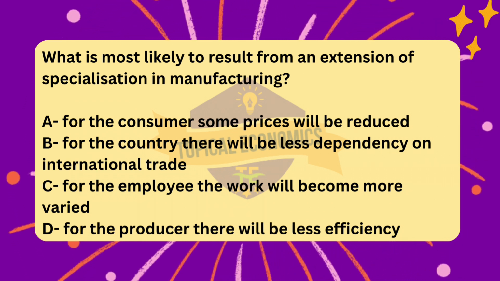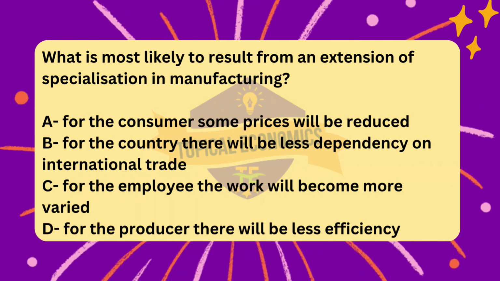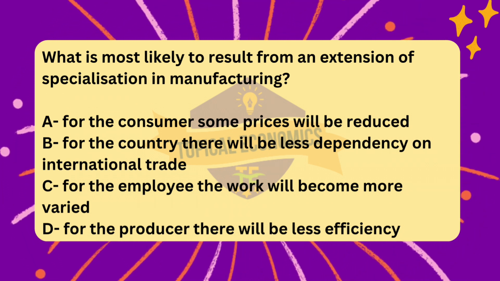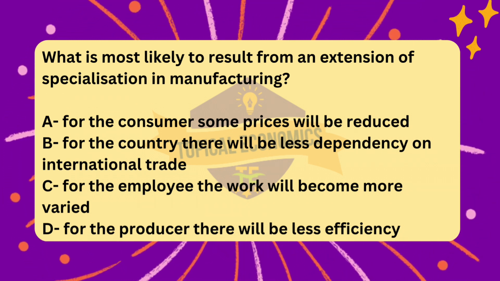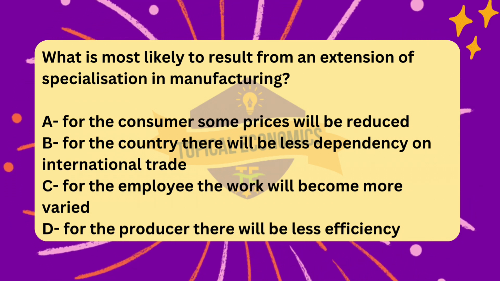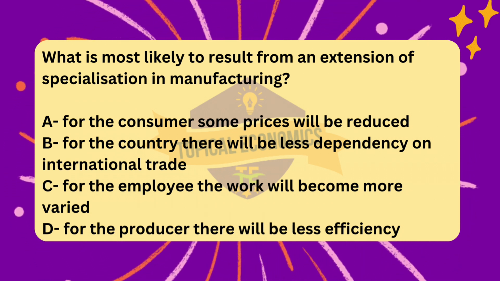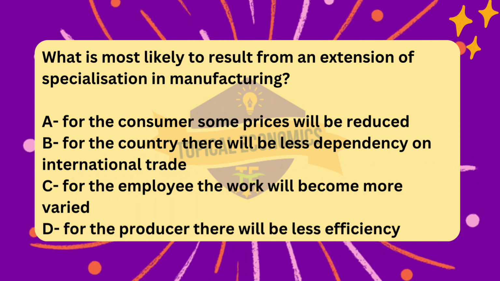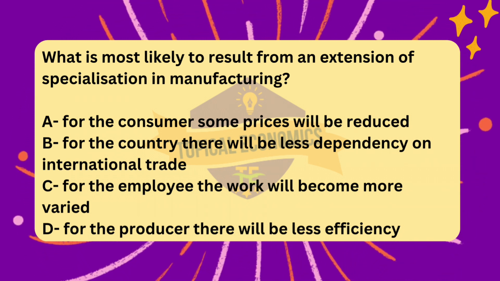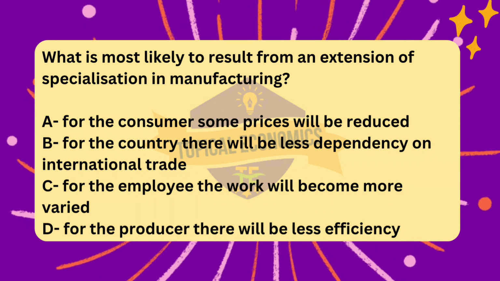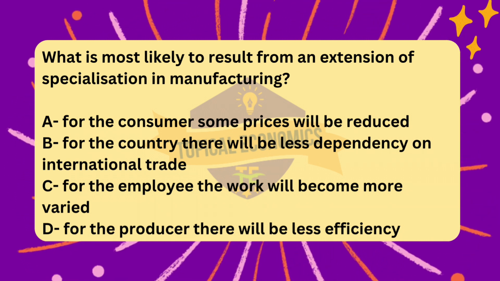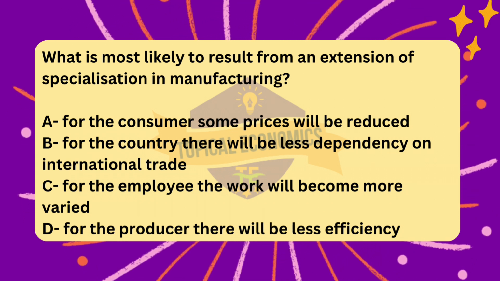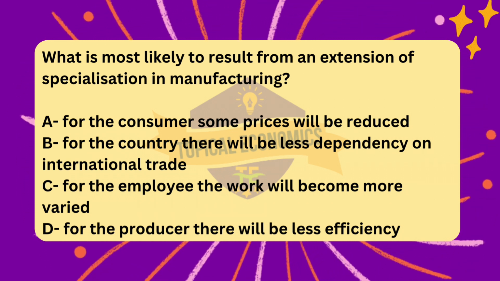One of the primary benefits of extending specialization in manufacturing is that it allows countries or firms to focus on producing goods that they are most efficient at. This leads to economies of scale, where the cost per unit of production falls as output increases. As a result, prices for consumers tend to decrease because manufacturers can produce goods at a lower cost, which is passed on to consumers through lower prices. Additionally, specialization often encourages competition, further driving down prices.